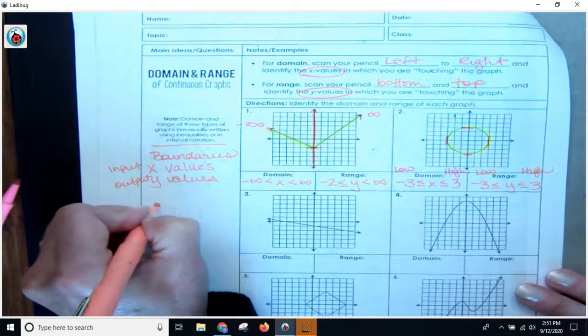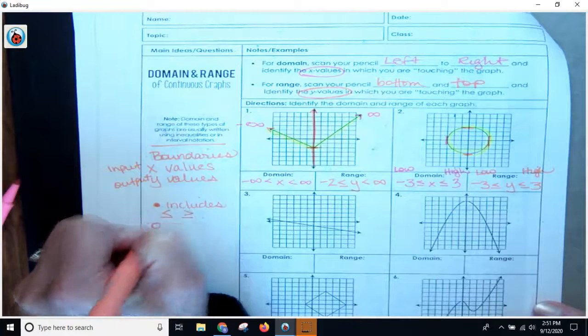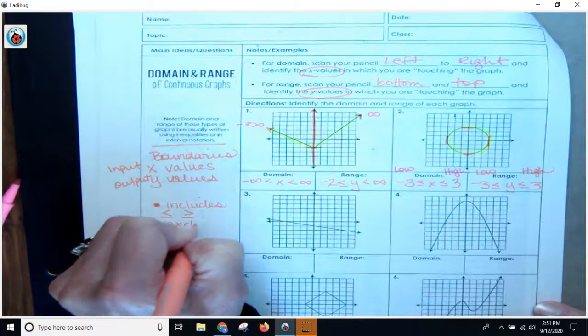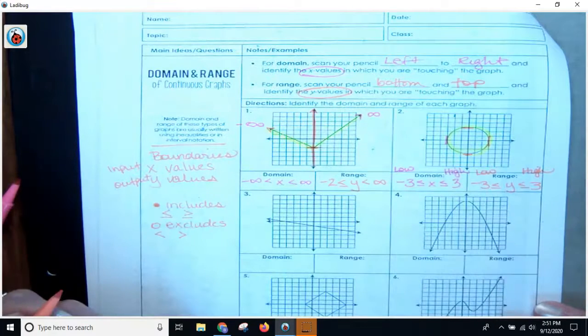Now I say it's touching, and the reason that I know it's touching is because if it's a solid point, then it includes, or we use less than or greater than or equal to. If it's an open circle, it does not include, it excludes that value. And so we use either greater than or less than.